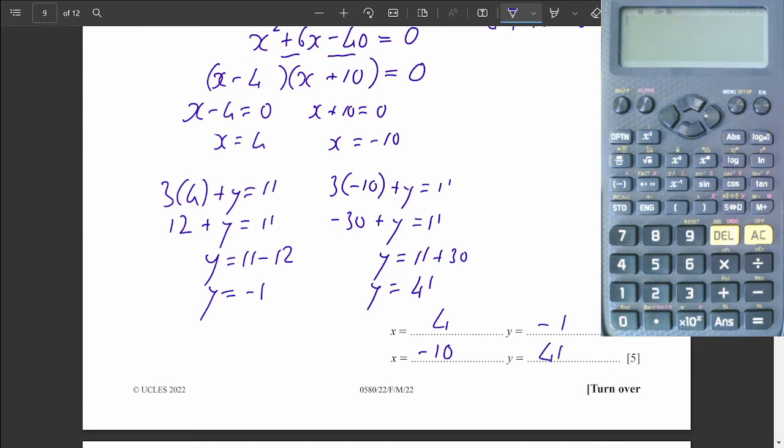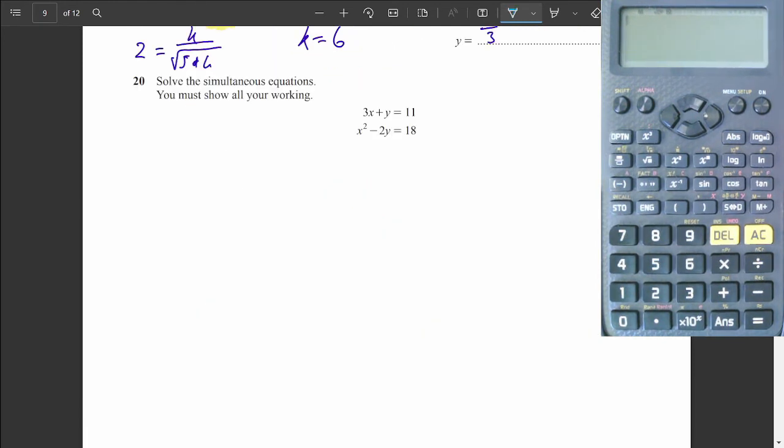And we've done it. Another method of solving question 20 will be the substitution method. The first thing would be to isolate the x or the y. So the easiest way to do this is to take the first equation and move the 3x to the other side. That will give us y equals 11 minus 3x. We can now substitute all of this into the second equation where that y is. So that means we'll have x squared minus 2, and instead of y, we have 11 minus 3x, equals 18.